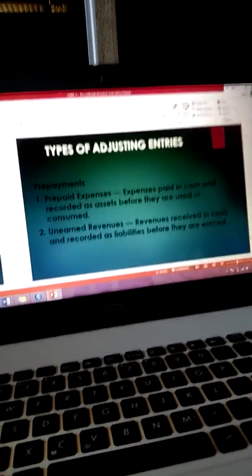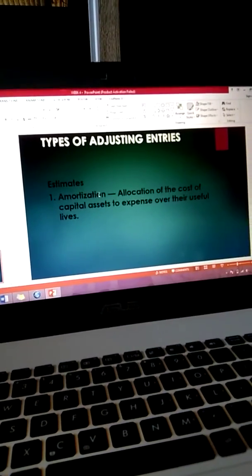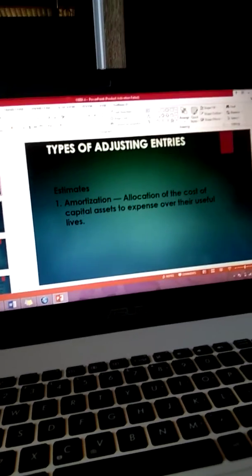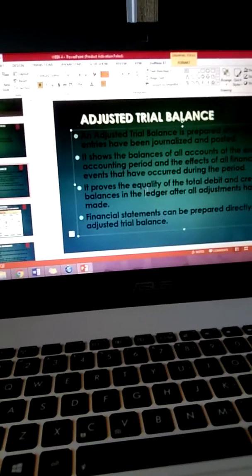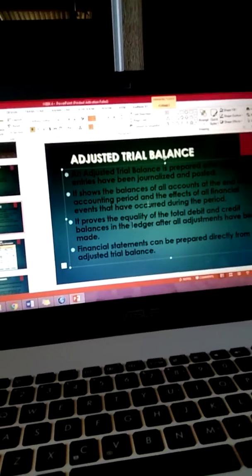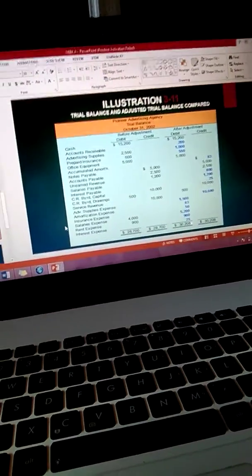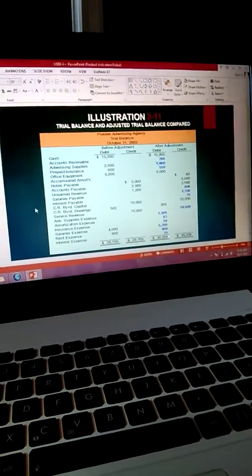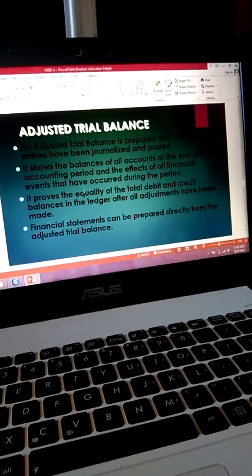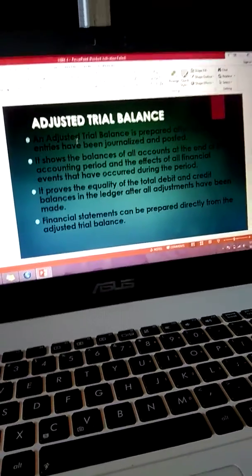Because of prepayment, because of accrual, because of amortization, because of all of this, you will have an adjusted trial balance. Here is the chapter, the title is adjusted trial balance. It means just now you had this trial balance. Okay, this is your next slide. You already have this trial balance, but because of amortization, accrued expenses, accrued revenue and everything, you need to prepare an adjusted trial balance. So this chapter is about the adjusted trial balance or adjusted income statement.